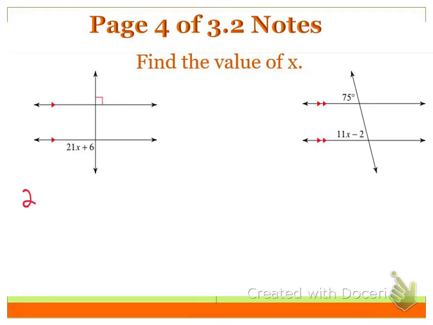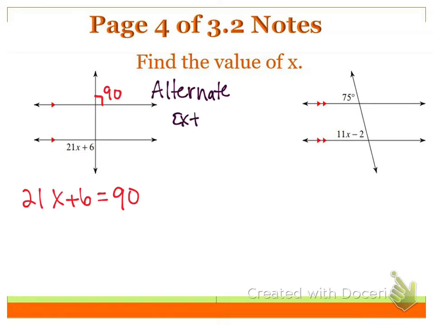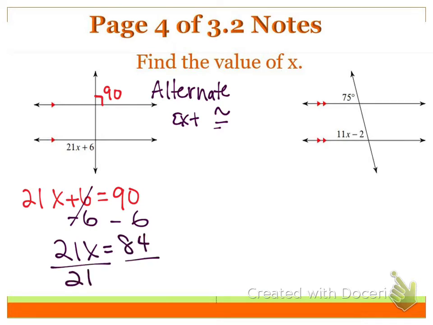So what are we going to do with 21x plus 6? Set it equal to 90, because that's what this angle is. So again, we did that because alternate exterior angles will be congruent. Subtract 6. 21x equals 84. Divide by 21. And x equals 4.